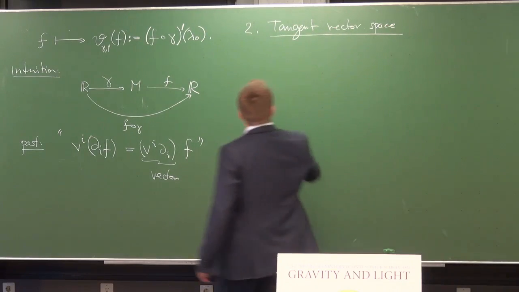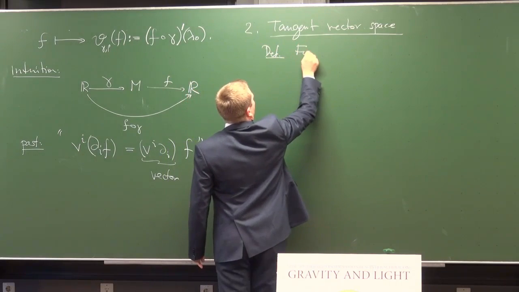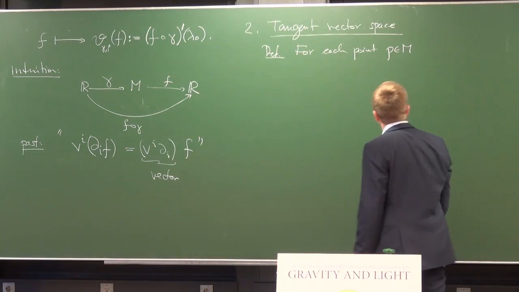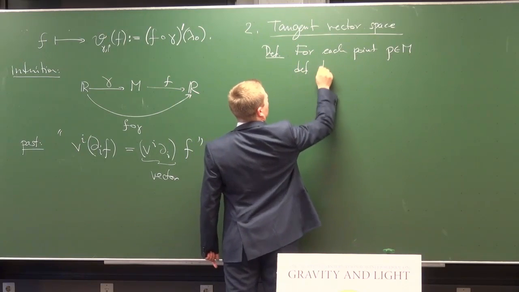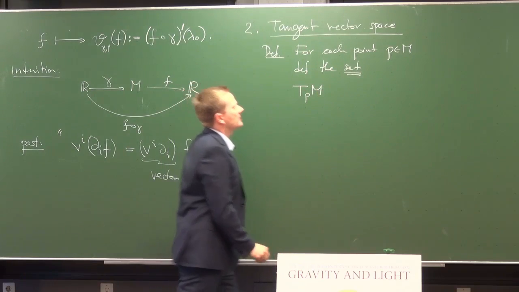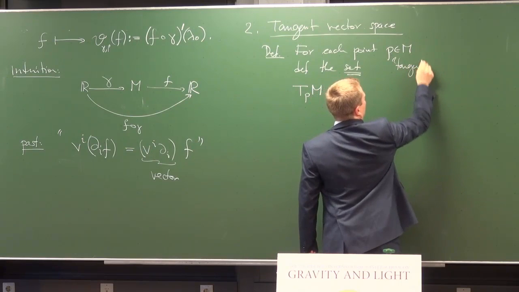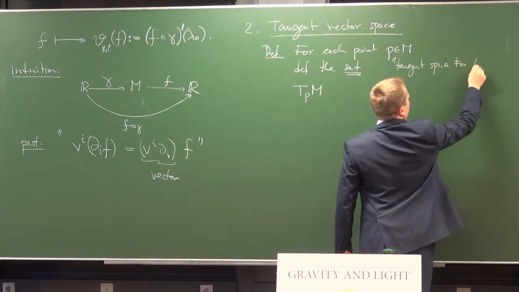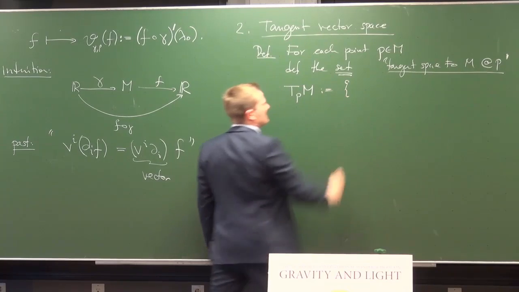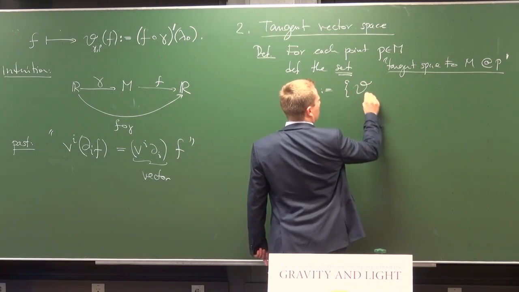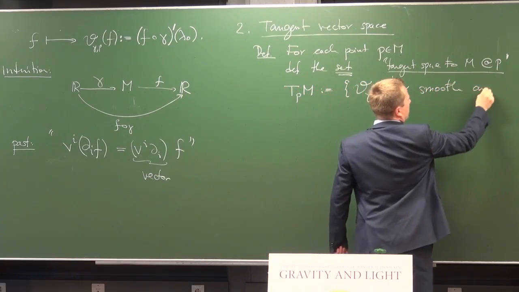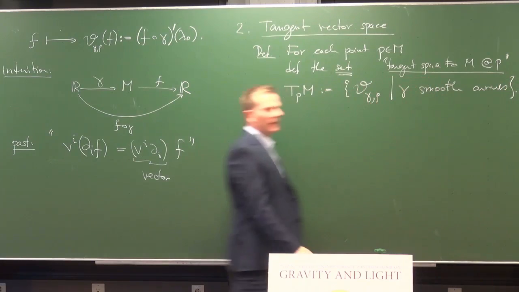The definition is as follows. Definition: for each point P of the manifold, we define the set T_P M, called the tangent space to M at the point P, and this is simply the collection of all possible tangent vectors to all possible smooth curves through the point. Okay?